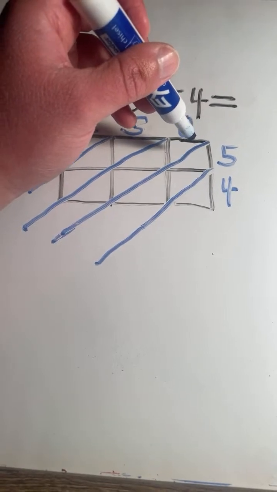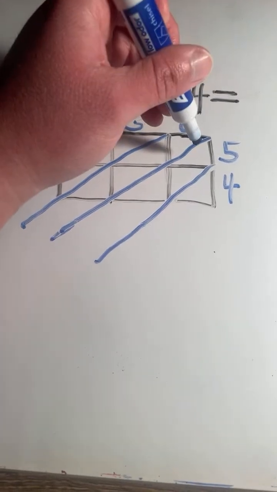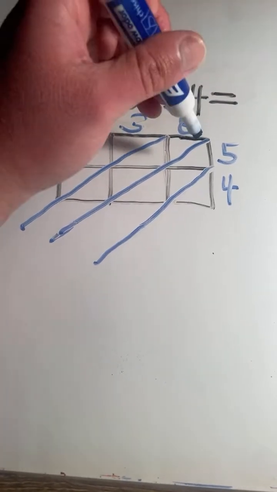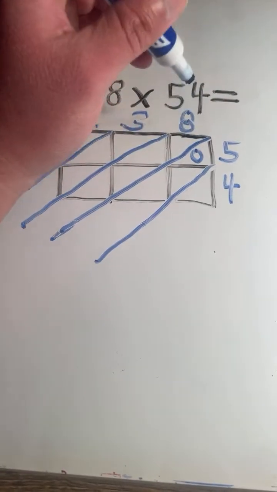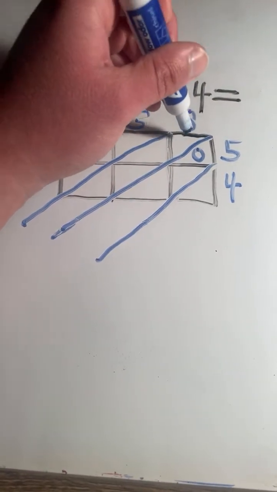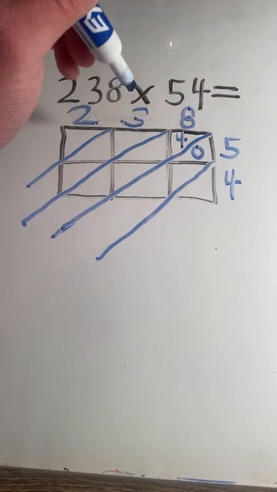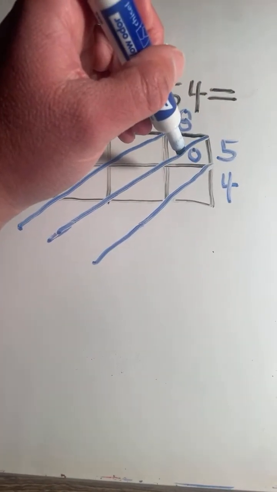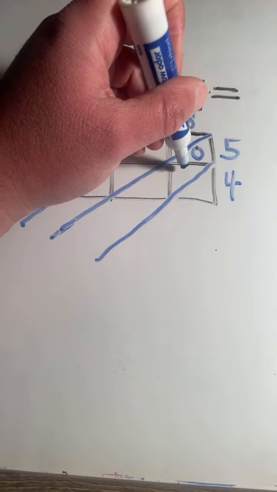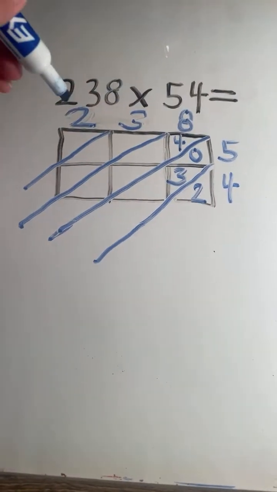Within our answers, the digit in the ones place goes in the bottom triangle. The digit in the tens place goes in the top triangle. So for 40, we have 4 in the tens place, 0 in the ones place. 8 times 4 equals 32. So in the number 32, we have 3 in the tens place, 2 in the ones place. 3 goes in the top triangle, 2 goes in the bottom triangle.